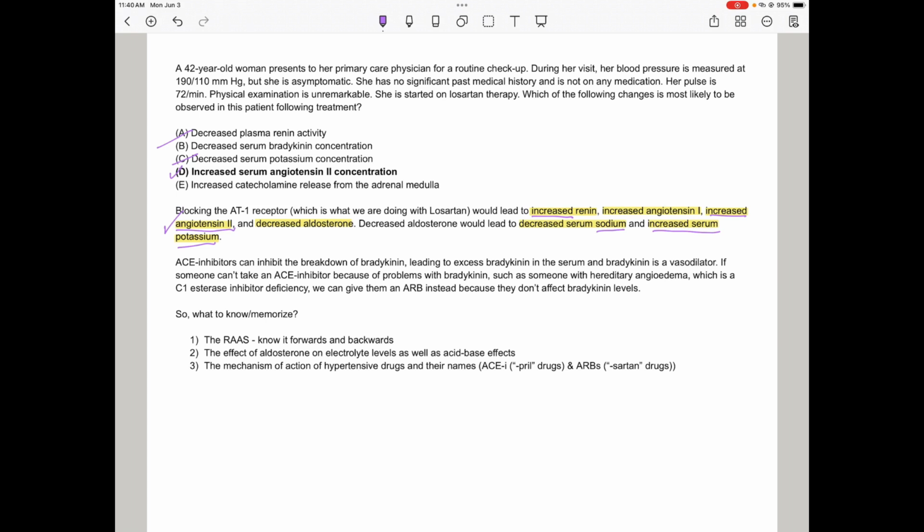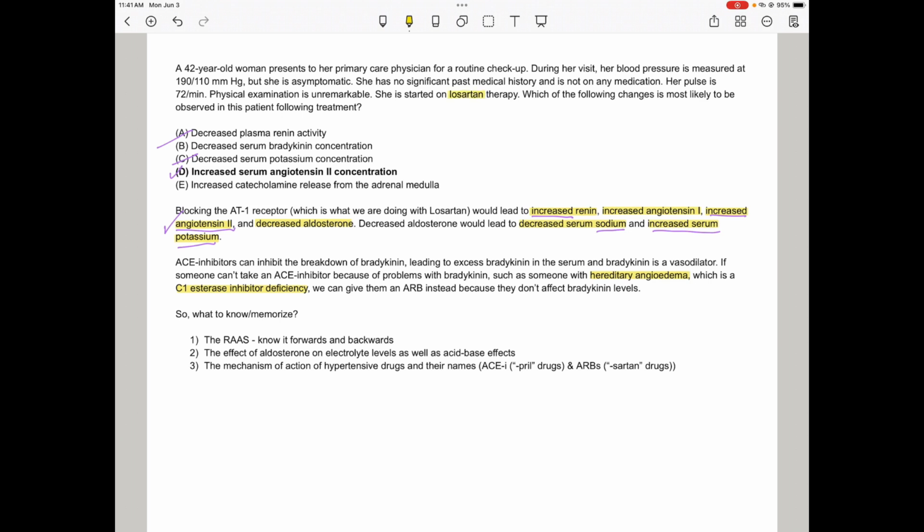of a vasodilator. And in certain people, such as people with hereditary angioedema, which is a C1 esterase inhibitor deficiency, they already have problems breaking down bradykinin. Now, if you give a patient like this an ACE inhibitor, they're going to have even more issues breaking down bradykinin. Now they have excess bradykinin. That's going to lead to extreme vasodilation, which will then lead to extreme edema. This is a side effect that's very much associated with ACE inhibitors, okay, not angiotensin receptor blockers.